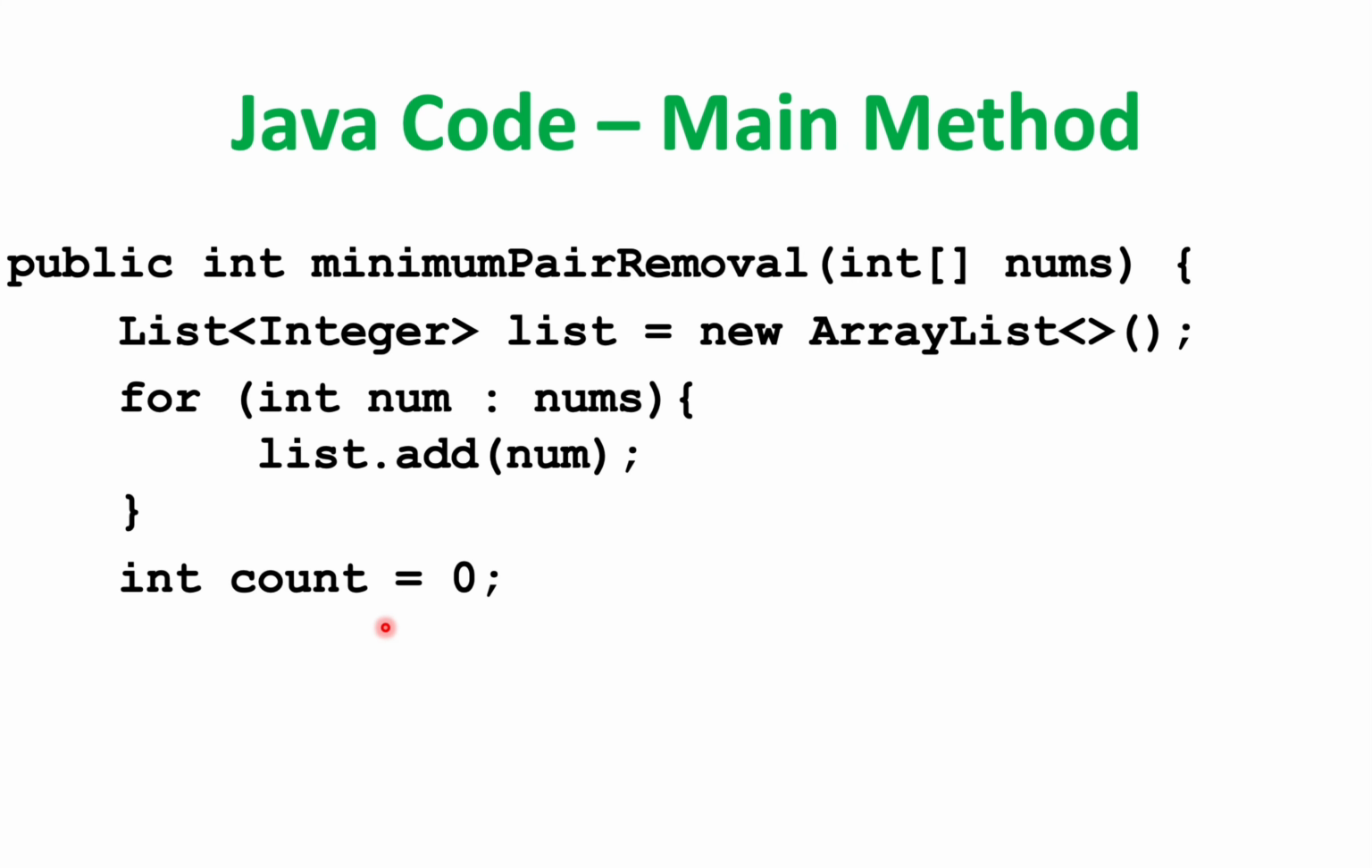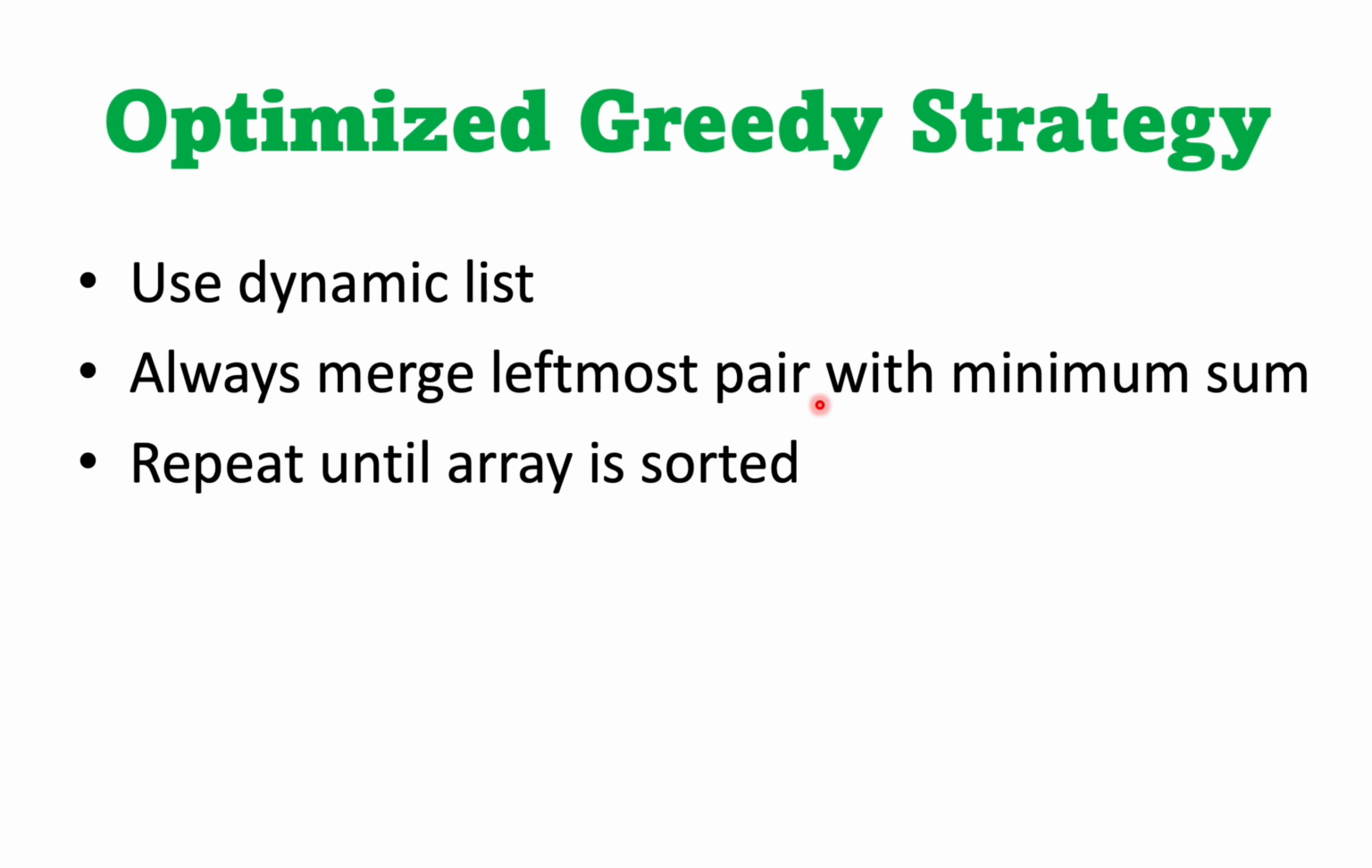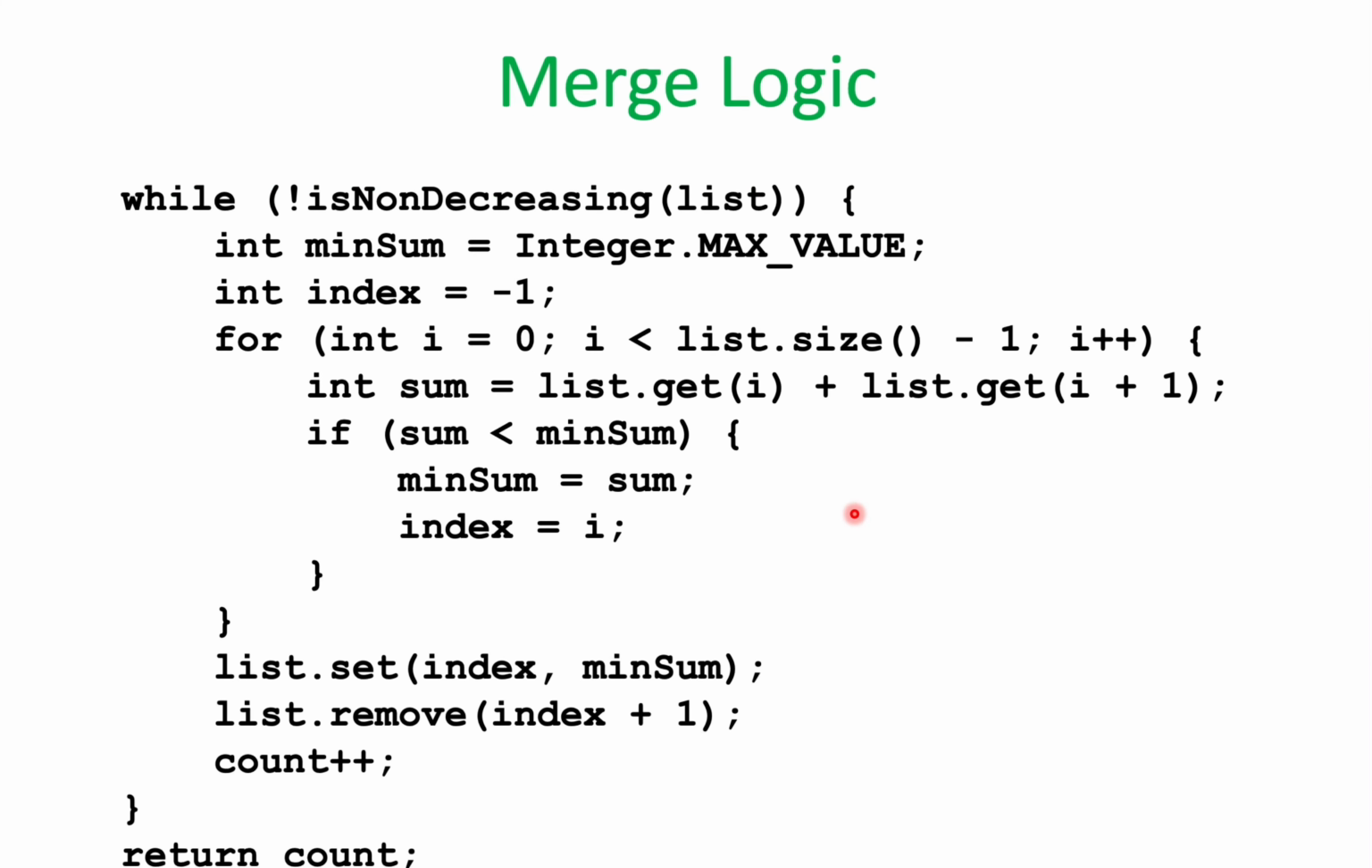Now let's dive into always merging the leftmost pair with the minimum sum, and then we'll check whether the array is sorted or not. Next we write the merge logic. First we will create a function isNonDecreasing(list). We will loop until the list is non-decreasing, and we will create this function later. Now assume this function is created, which will check whether the list is non-decreasing, and then we'll write the code.